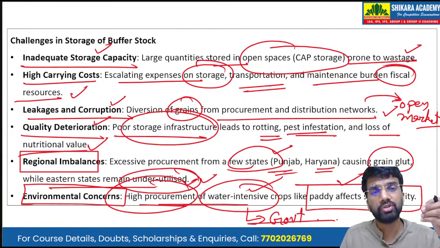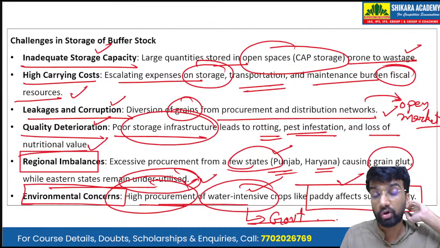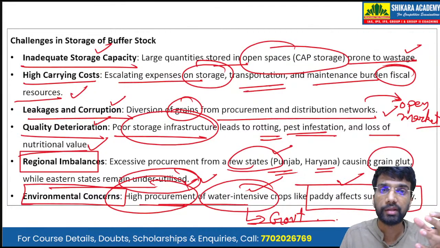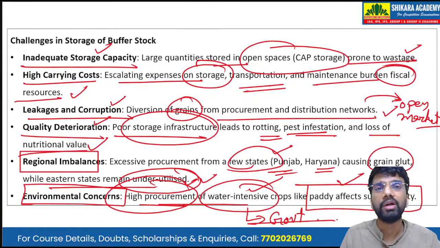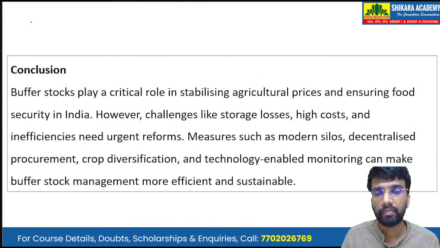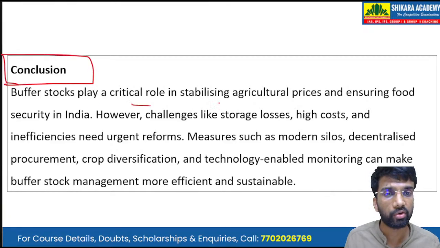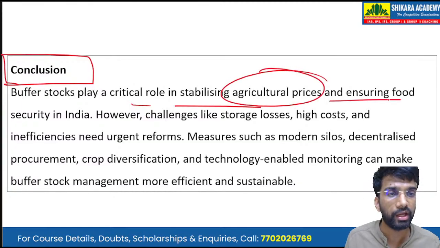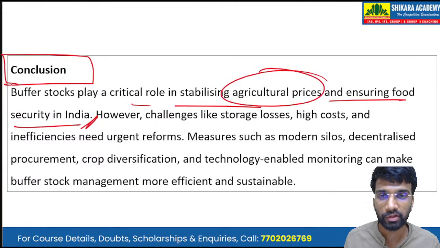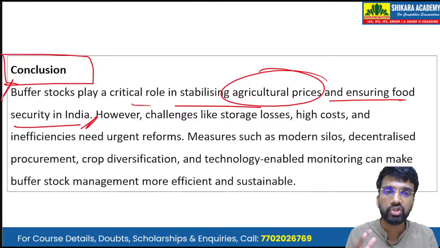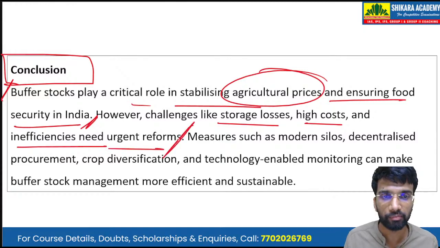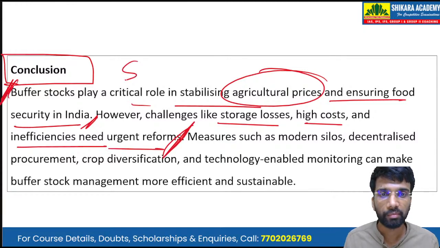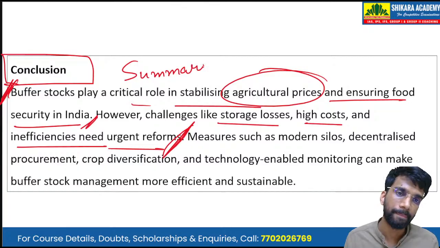So the overproduction of these water intensive crops like rice in the states of Punjab, Haryana, and Western UP has further brought down the groundwater. Finally, we write the conclusion that buffer stocks play a critical role in stabilizing agricultural prices and ensuring food security in India. That is the role of buffer stocks. However, challenges like storage losses, high costs, and inefficiencies need urgent reforms. So this is the summary of the answer.